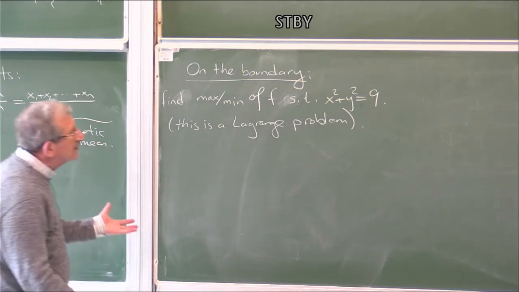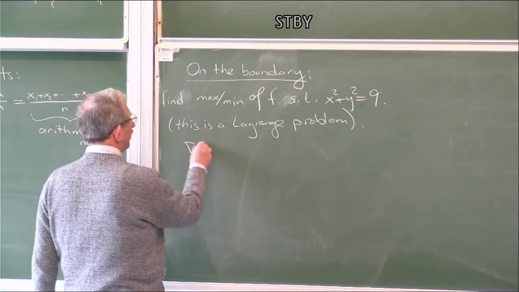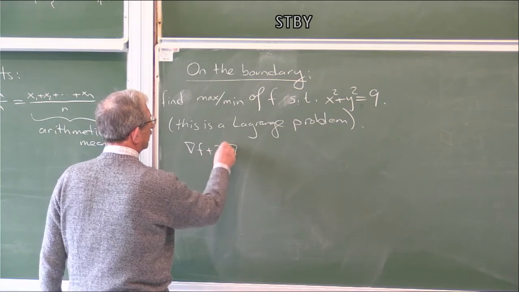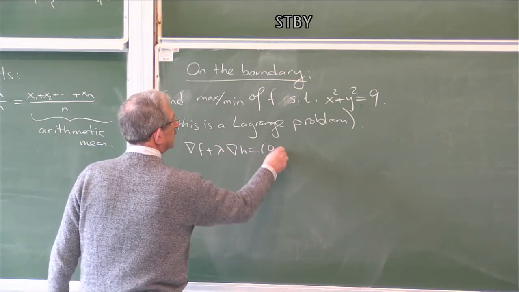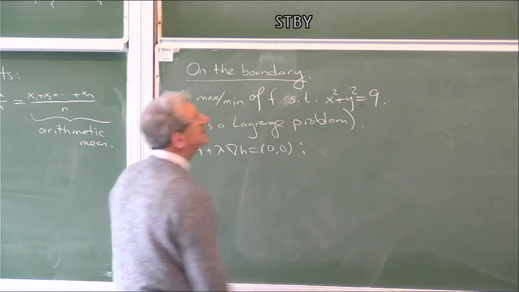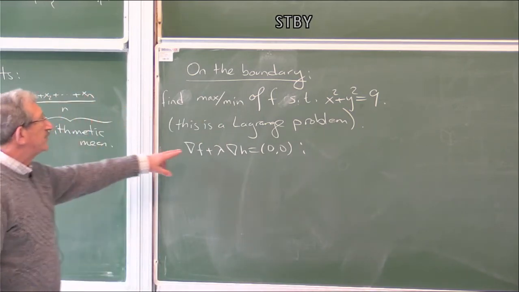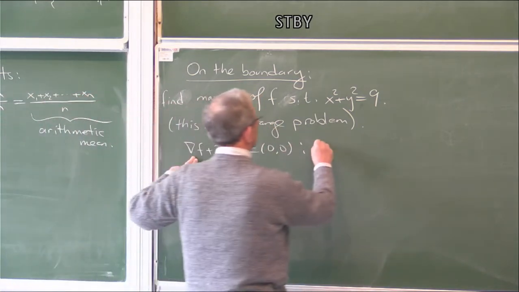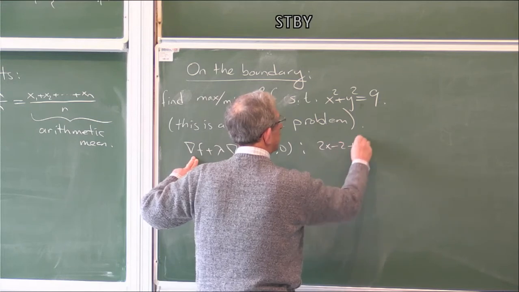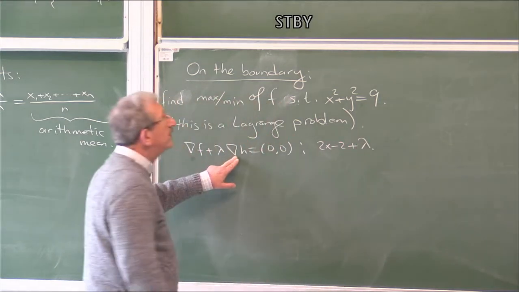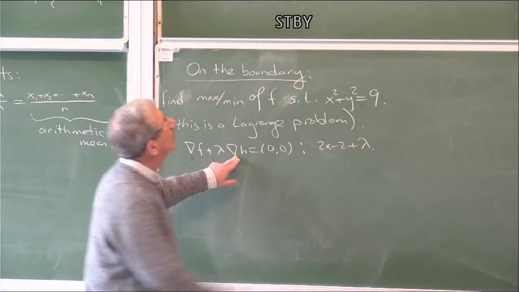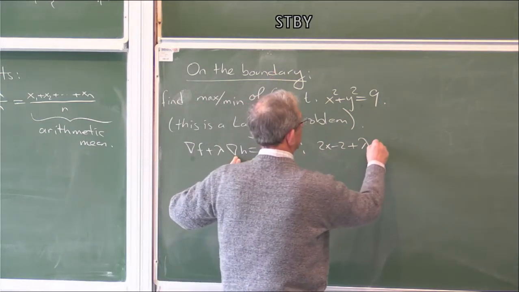Okay, well, what does that say? We calculate gradient f plus lambda gradient h is 0, 0, which of course means in this case we already have f sub x over there. It's 2x minus 2 plus lambda. The gradient of h, well, that is obviously 2x.